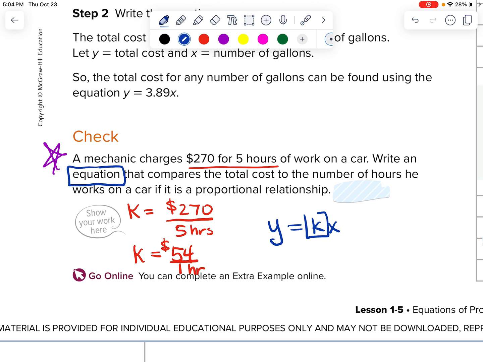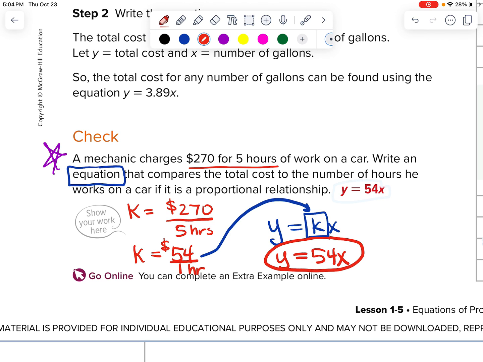But instead of the letter k, we want to put the number that is the k. In this case, we're going to put the 54 in there. So the final answer is going to be y equals 54x. So that is the whole answer. You do not want to just write 54. You don't want to write y equals kx. You want to write y equals 54x.